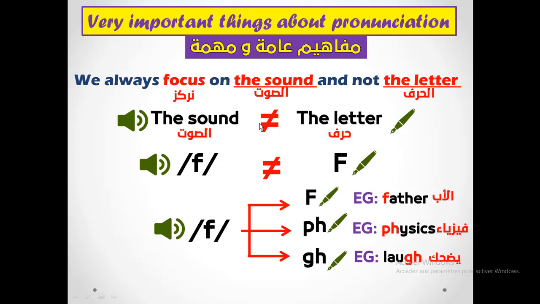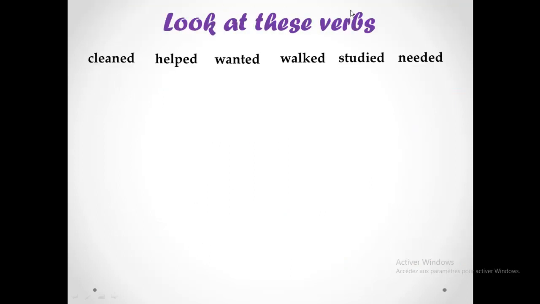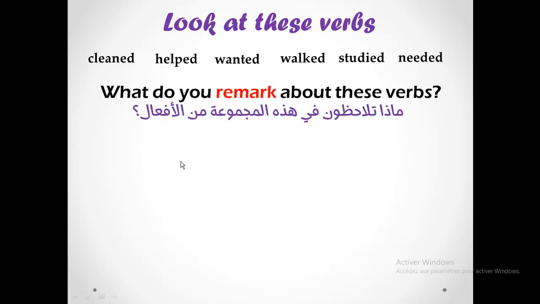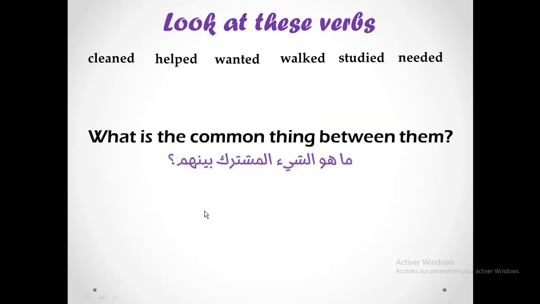Let's see. Look at these verbs. Look, see, watch. How many verbs we have? We have 6. Very good. What do you remark about these verbs? What is the common thing between them?